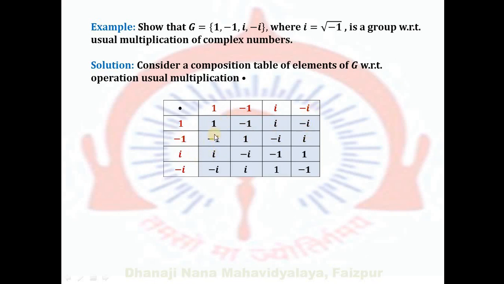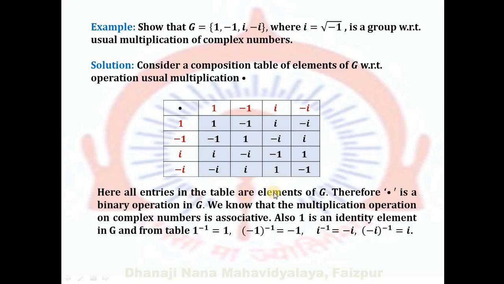Also i into 1 is i, i into minus 1 is minus i, and because i is equal to the square root of minus 1, we have i into i is minus 1 and i into minus i is 1. Minus i into 1 is minus i, minus i into minus 1 is i, minus i into i is 1 and minus i into minus i is minus 1. So here if you see that composition table, then all entries in the table are elements of G. So these are all elements of G.